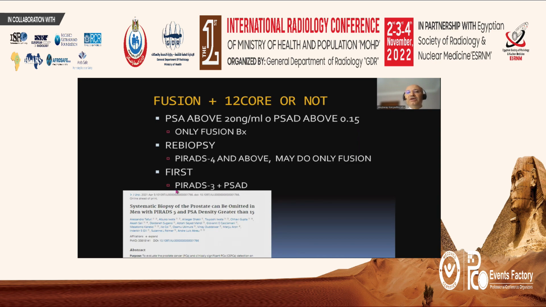So you do fusion biopsy and you're not sure to add the 12-core biopsy or not. If you have a PSA about 200 and PSA density about 0.15, you can do only fusion biopsy. If you're doing rebiopsy, PI-RADS 4 and above, again, you can do just fusion biopsy. If you're doing PI-RADS 3 plus PSA density lesion, you need to do both.